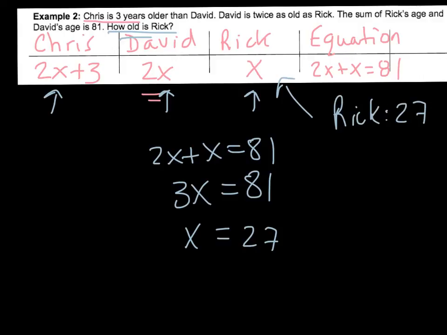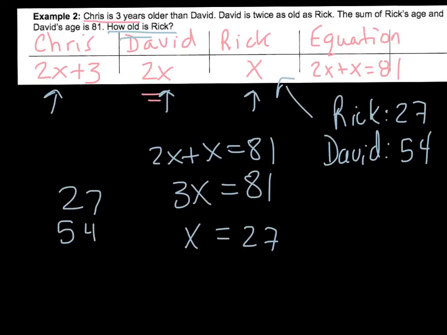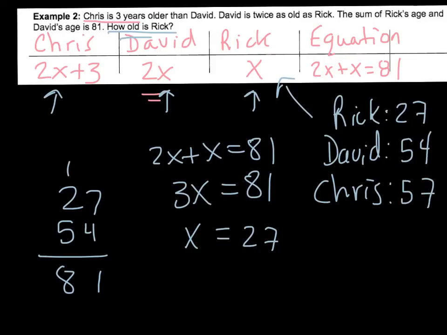But that would mean that David is twice the age of Rick, so it's going to have to be 54, right? Let me double check. Is the sum of 27 and 54 81 like the problem said it should be? And it looks like it is, so that's great. And just because I can, I'm going to go ahead and find Chris's age. So Chris, therefore, must be 54 plus 3, or 57 years old. So again, I'm using expressions to model each component of the problem, and then I'm putting those expressions together to form an equation and then solve for the missing variable that I've used.